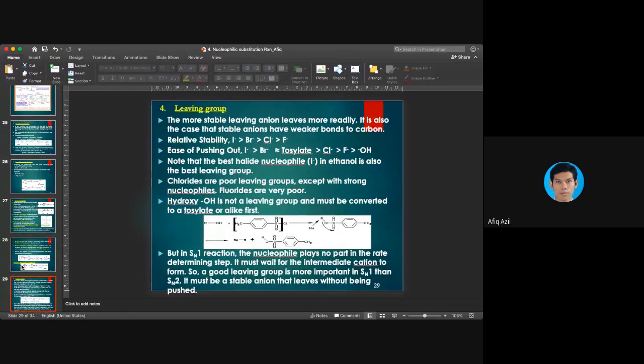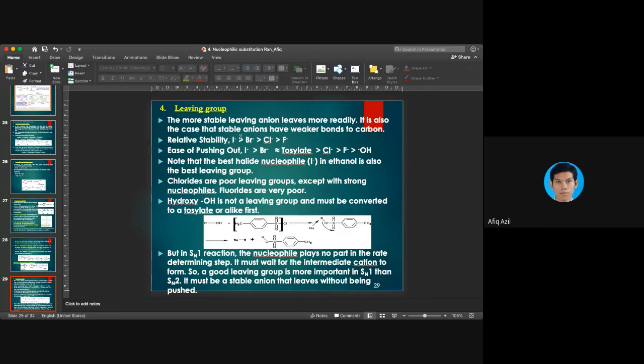Leaving group. Okay, the effect of leaving group. There's only 4 leaving groups that you have to know. Since the reaction substrate, or the starting material, is alkyl halide, it is iodide, bromide, chloride, and fluoride. So relative stability of the leaving group, iodide ion has higher stability than bromide, chloride, and fluoride.